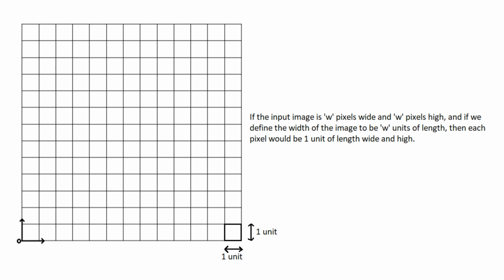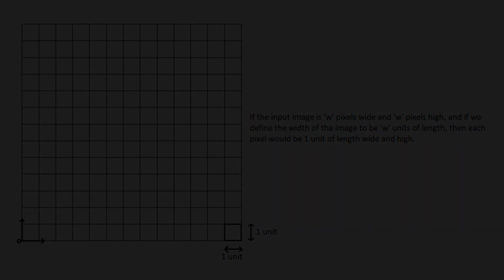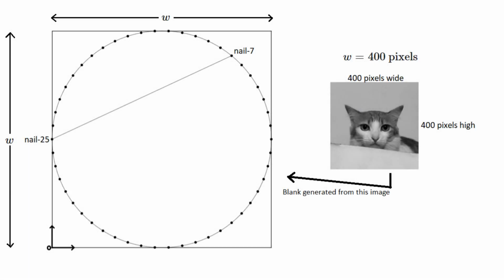This basically assumes that a pixel is one unit of length wide and high without any regard to the unit itself. The unit may be millimeters, it may be centimeters, or even kilometers for all we know, but we will worry about that at a later stage. For now, we will just say a pixel is one unit of length wide and high and go from there. The image I am using for this example is 400 pixels wide and 400 pixels high. Therefore, the radius r becomes 200.